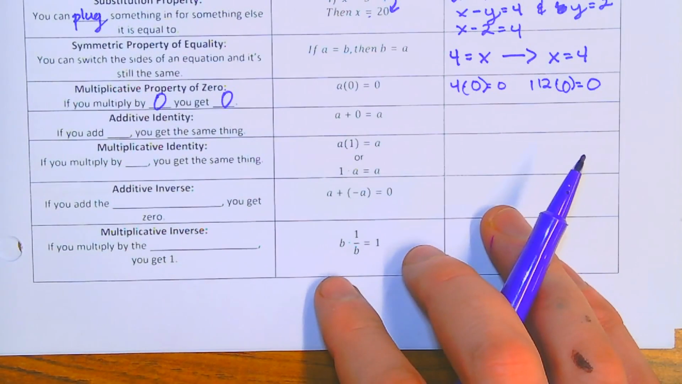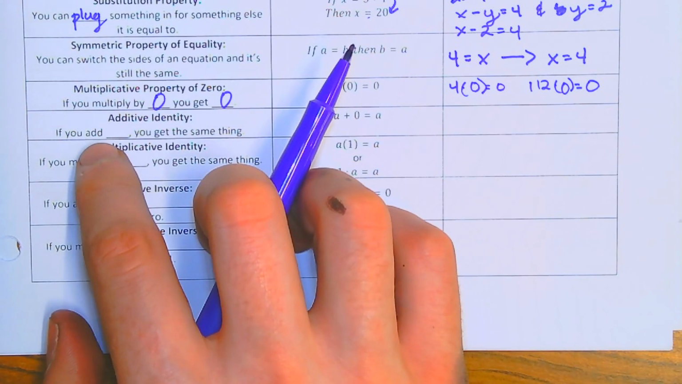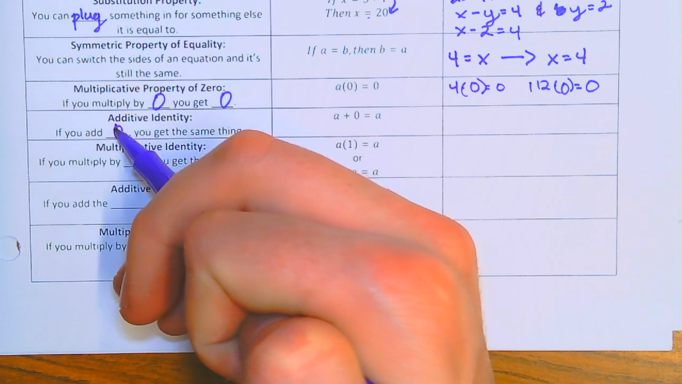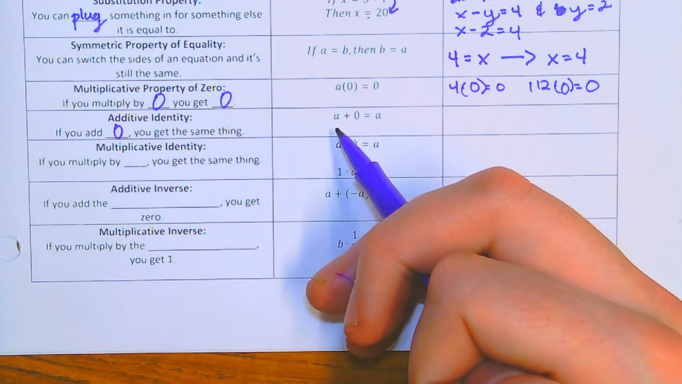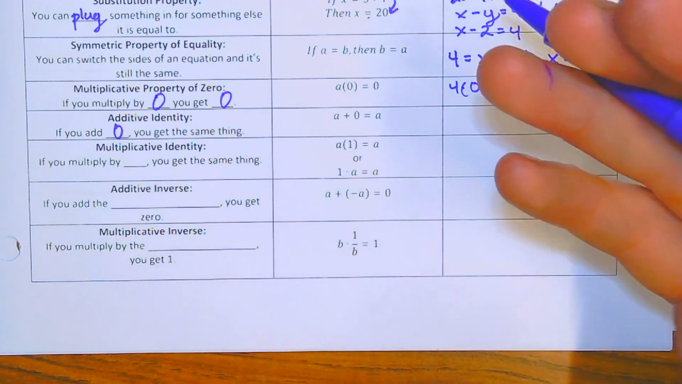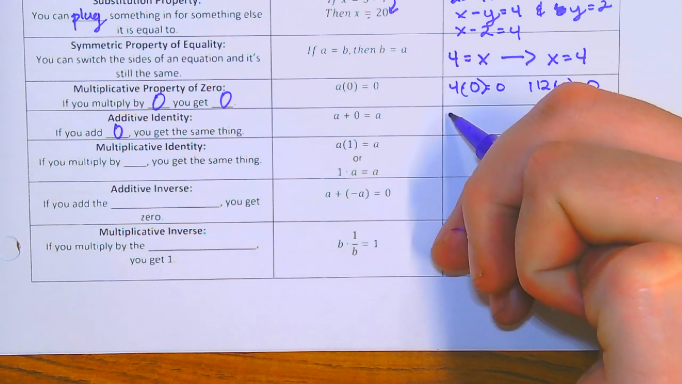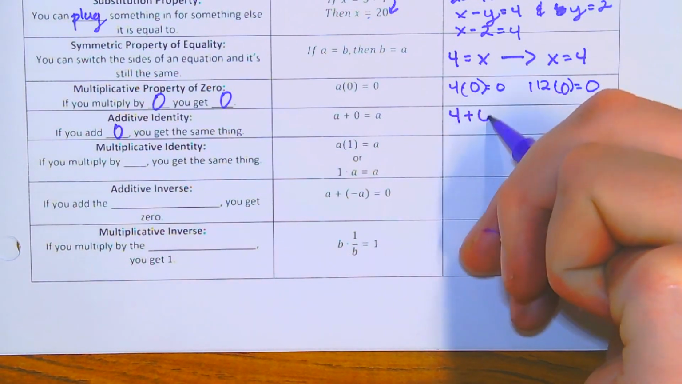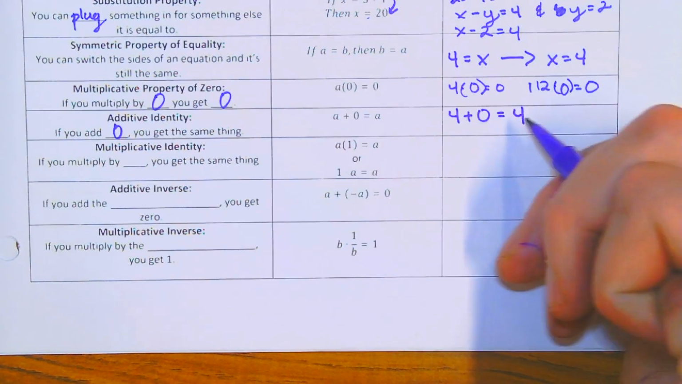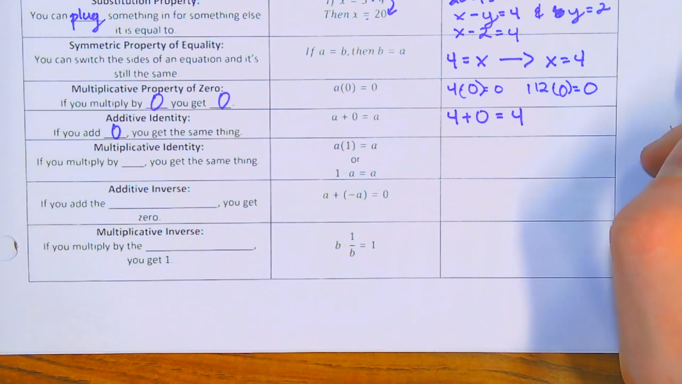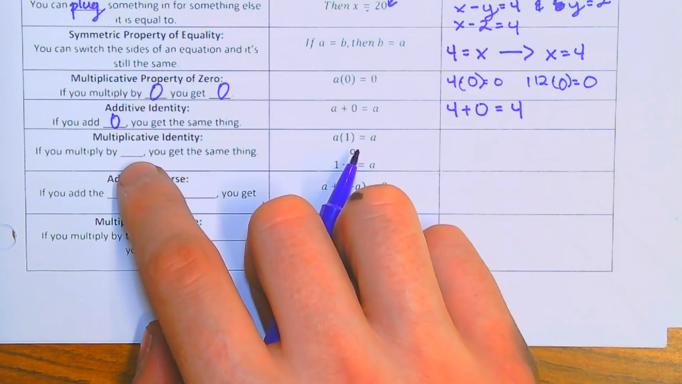Last couple here. Additive identity. If you add 0, you get the same thing. All that basically means is if you add nothing to something, you still have that something and nothing has changed, right? So, let's say I had 4 plus 0. That's still just going to be equal to 4 because I've added nothing to it. Okay? That one's pretty simple to understand.